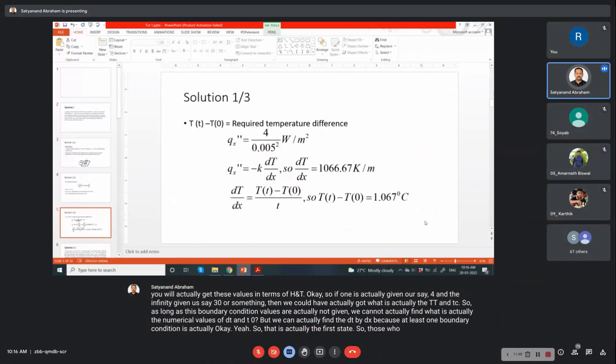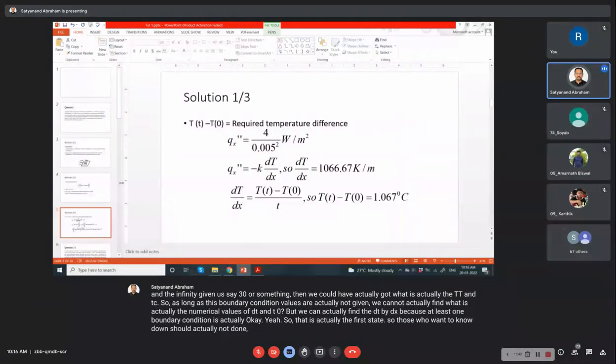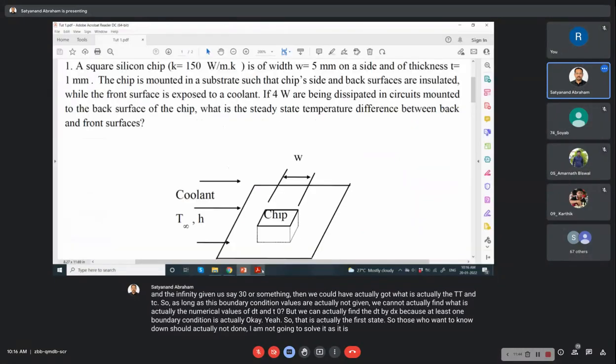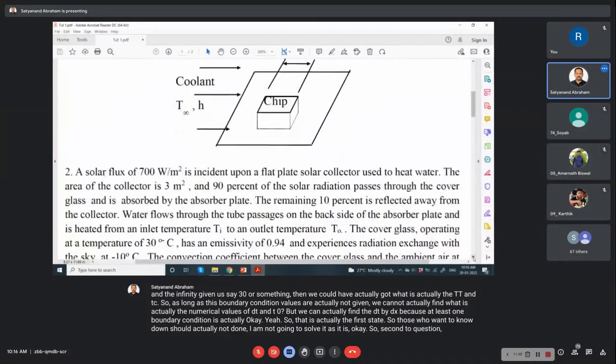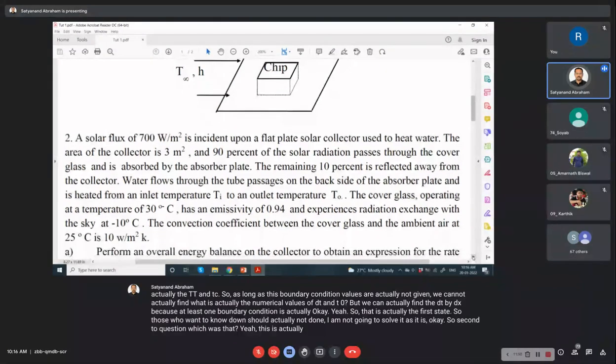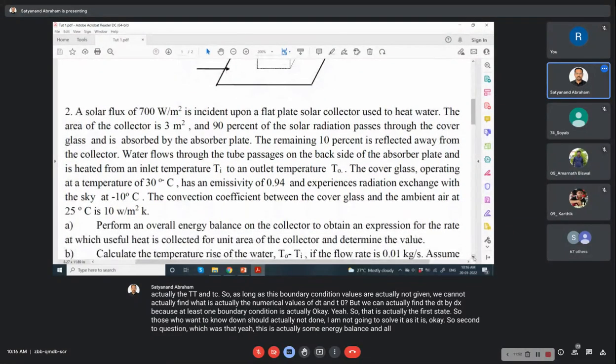So those who want to note down, should note down. I am not going to solve it as it is, as I said. Okay. So second question, which was that? Yeah, this is some energy balance and all those things.